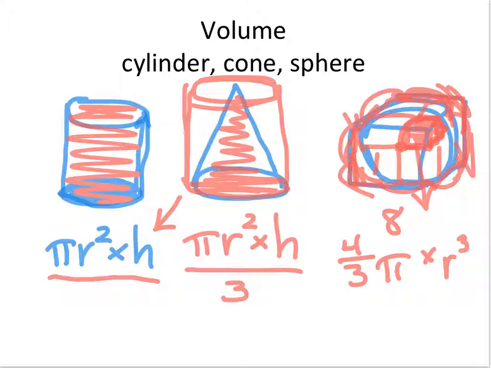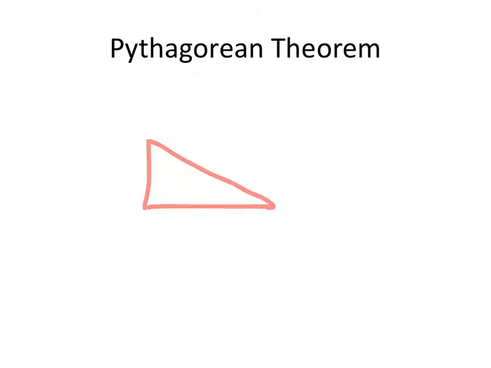That one's complex. What is the formula for the Pythagorean theorem, and why does it work? Pause the video and see if you can draw and explain this formula, and then see if your ideas match mine. The formula for the Pythagorean theorem is a squared plus b squared equals c squared.